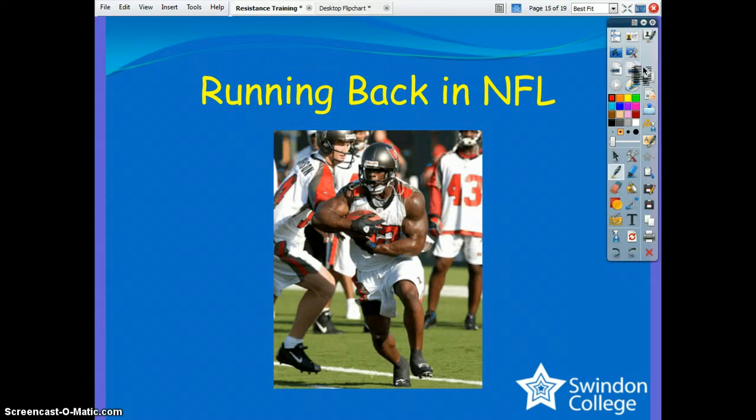So an example of this would be a running back in the NFL. These guys need to be very fast, very strong, but also need to be big so they're not getting pushed around. So they have a good combination of strength and size, but also not so much that they are immobile.